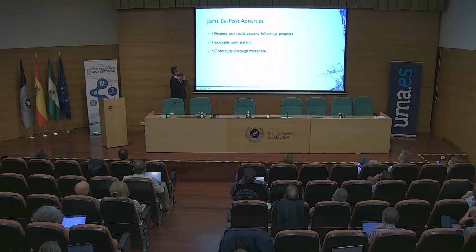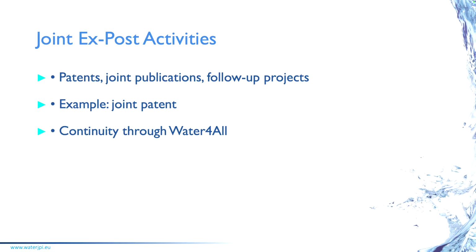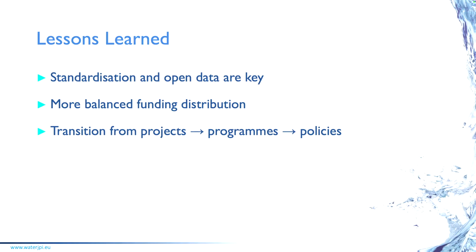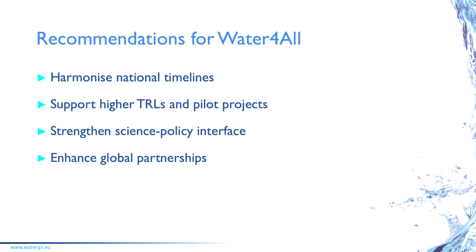In terms of joint activities, we can say something at the moment. We had joint patents, joint publications, and follow-up projects, of course, continuing through Water for All. And the lesson learned is, I would say, mainly the last one. The transition from projects to programs to policy was delivered in terms of documentation, but the pathway will need to be coupled with an institutional pathway. So the institutional network, the knowledge hubs that were mentioned before, are crucial to deliver this line.